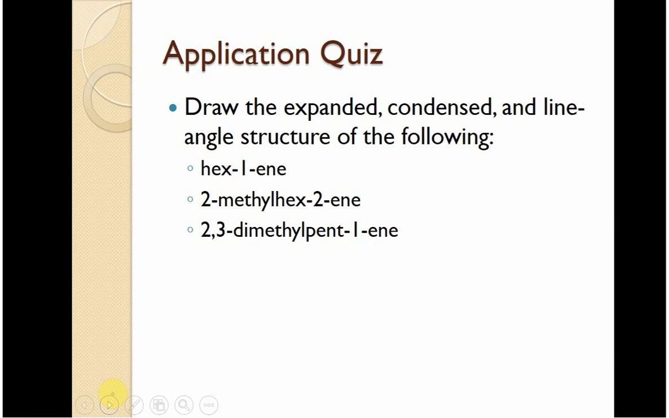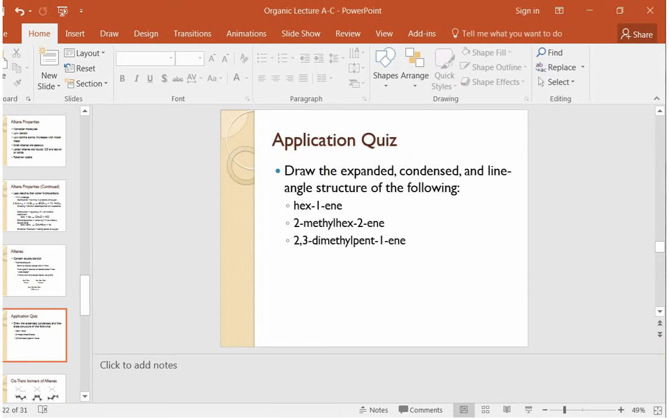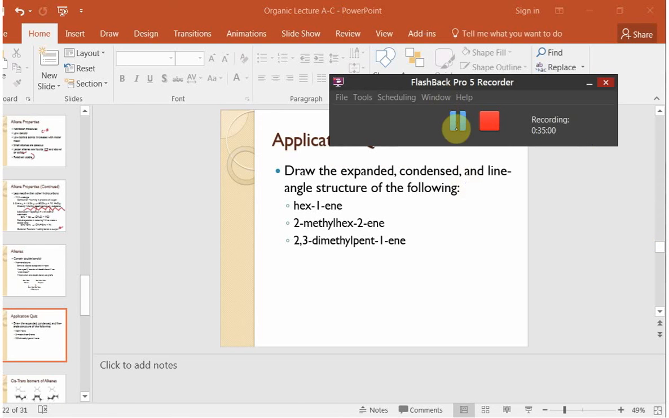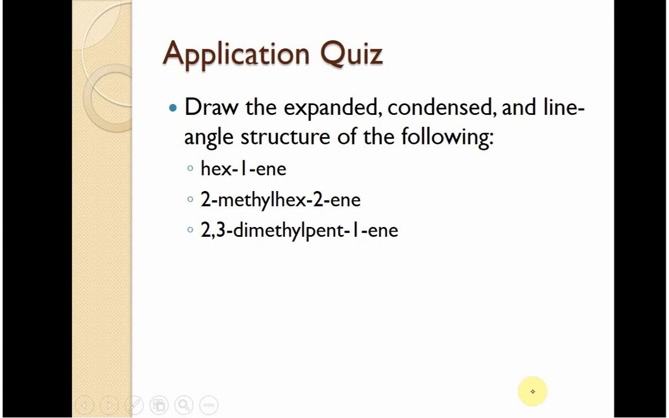Now, we are going to draw the expanded, condensed, and line angle structure for these. As you're doing this at home, go ahead and hit pause just so you can practice this on your own. Okay, so hopefully you have tried this, and now we're going to do this together. 1-hexene. Sometimes it's also like hex-1-ene. I'm trying to be consistent with the way that you're seeing it in your book, the way you're going to see it in quizzes and so on.